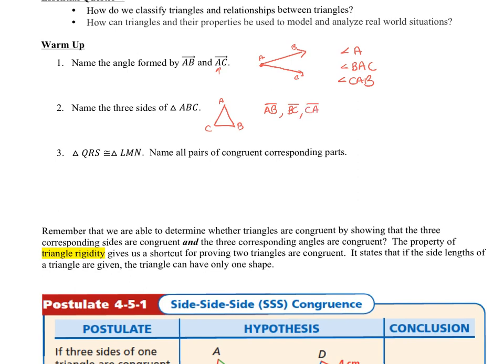Triangle QRS is congruent to triangle LMN. Name all pairs of congruent corresponding parts. So if we draw this out, we've got QRS, LMN in the same order. Q has to match L. R needs to be congruent to M, so give that one 2 marks. And N needs to be congruent to S, according to the location of these congruent symbols.